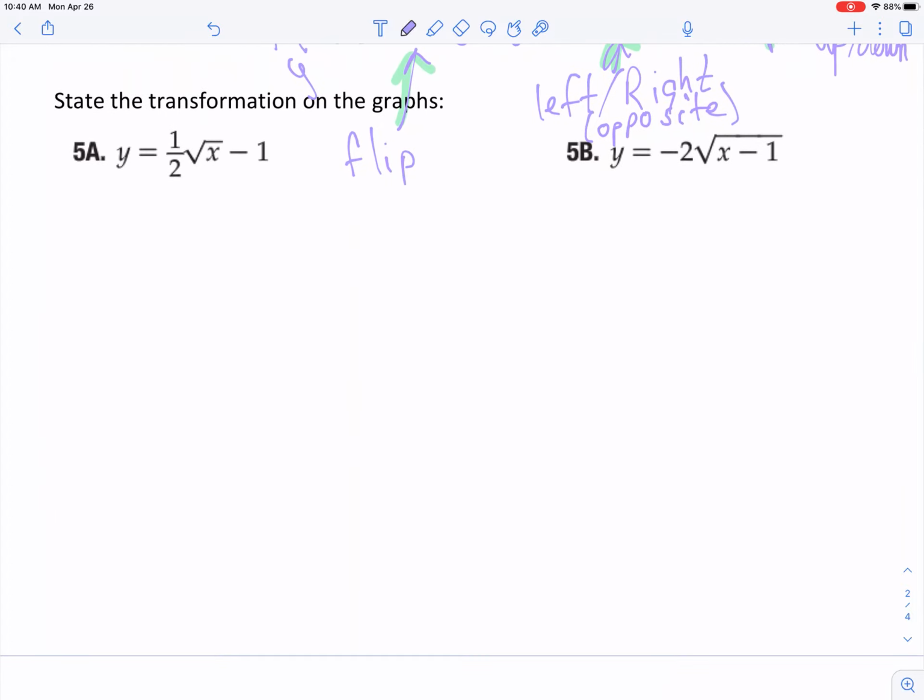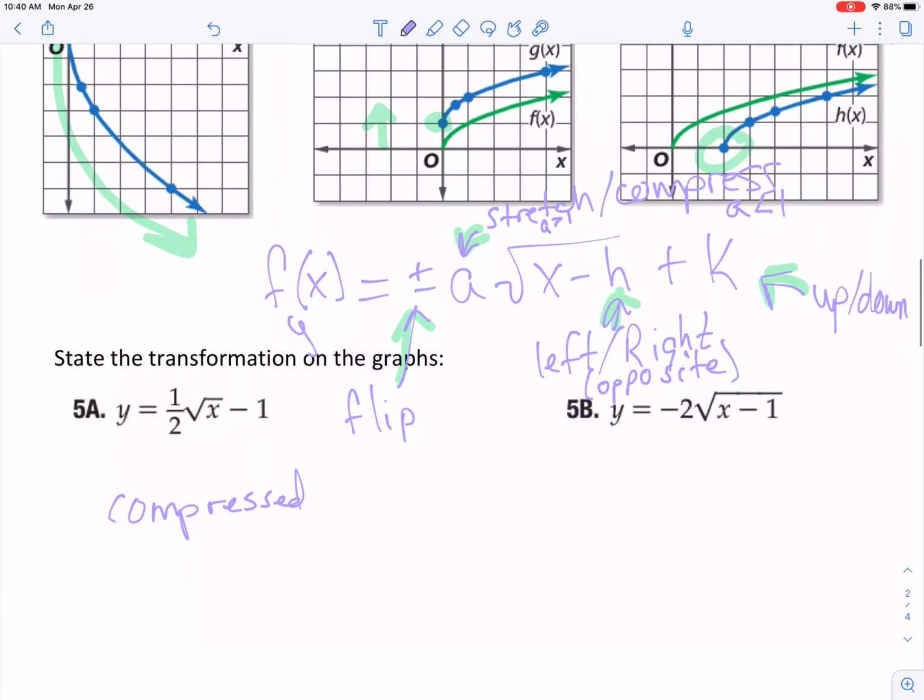Okay, so we can state some transformations. This 1/2, because it is less than 1, would be compressed. Now I see that -1, I'm double checking. It is not underneath the radical sign. That makes it a k value, which means it moves it up or down exactly the way we think. So this one moves down 1. If I look at 5B, it is flipped. Okay, now is it stretched or compressed? If a is greater than 1, it's stretched. If it's less than 1, it's compressed. Once again, ignore the negative sign. So that means it is stretched.